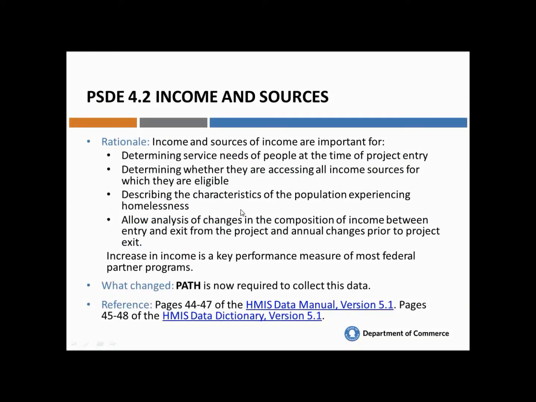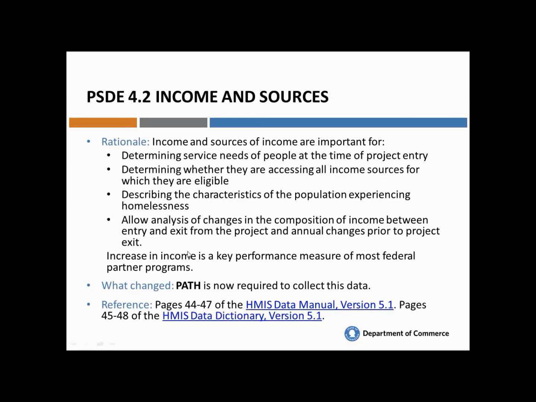Okay, income and sources. The only change happening on October 1st is that now PATH is required to collect this data for all project types. In the balance of state, and I believe statewide, we only have PATH. We're only using street outreach, so it really is just one project type. If you do happen to have two project types, it's required for both. If you have case management, like a services only project, and an outreach, it would be for both.